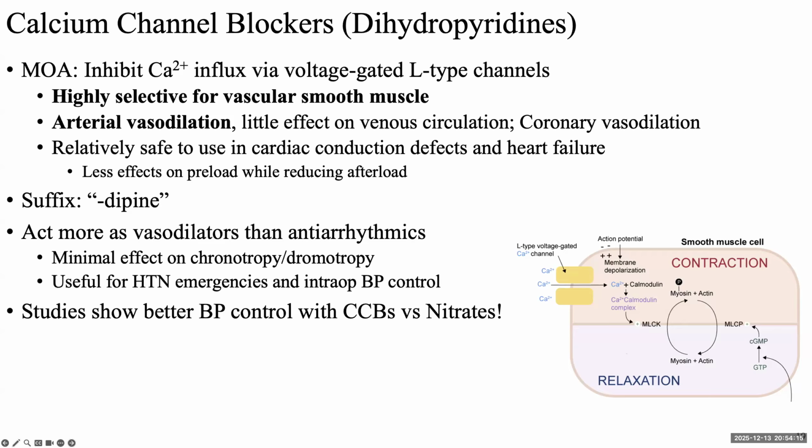Now, the dihydropyridines, logically, the suffix makes a lot of sense. Dihydropyridines, dipene, right? So kind of a shortened name for their class. So all the drugs in this class will end with dipene, amlodipine, right? That's probably one you've heard of. And again, the dihydropyridines act more as vasodilators rather than antiarrhythmics. So we have minimal effect on chronotropy and dromotropy. Again, these are very highly selective for vascular smooth muscle, not so much cardiac tissue, right?